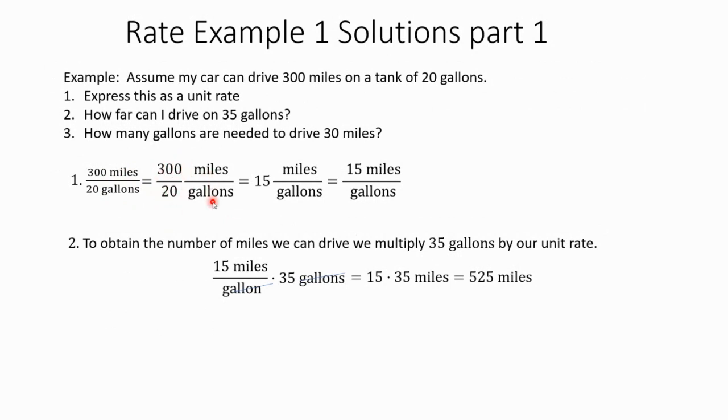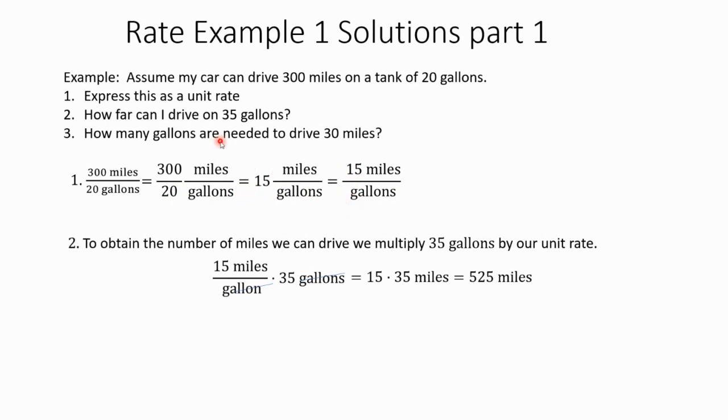We have miles per gallon over here. What's 300 divided by 20? If you do that in your calculator, you should get 15. So we get 15 miles per gallon. Over gallons, excuse me. Which is the same as this. This is a unit rate. Remember, this is the same as 15 over 1. A number itself is the same as the number over 1 as a fraction. So we have our unit rate.